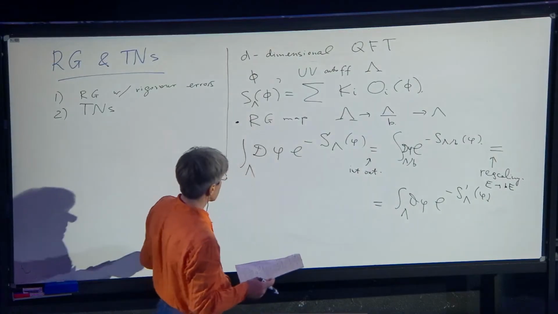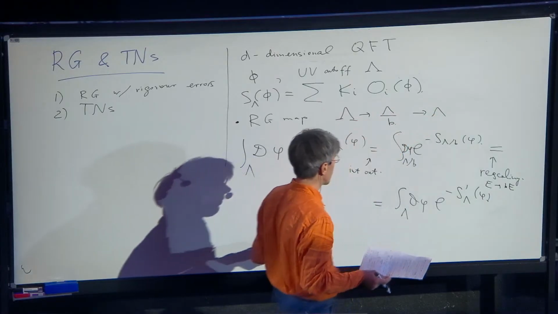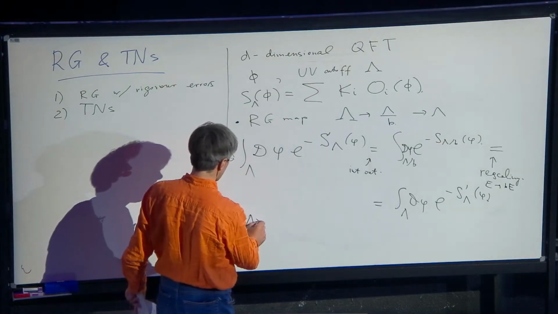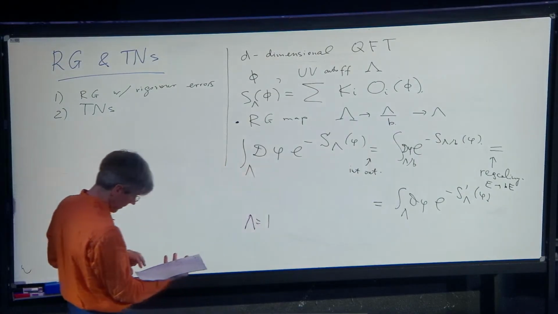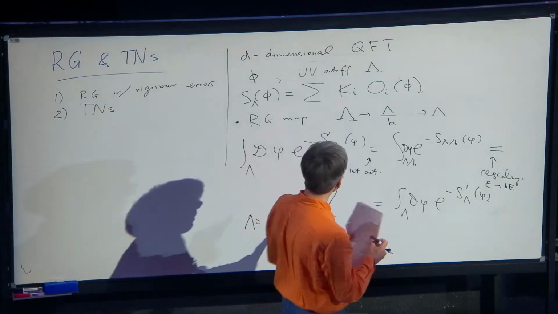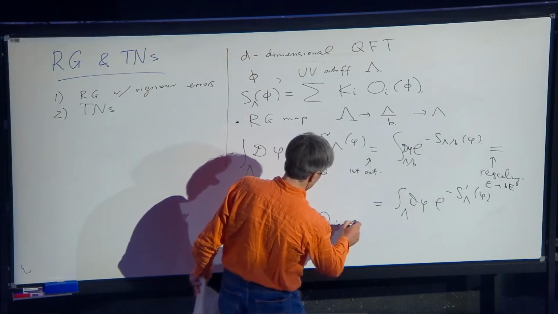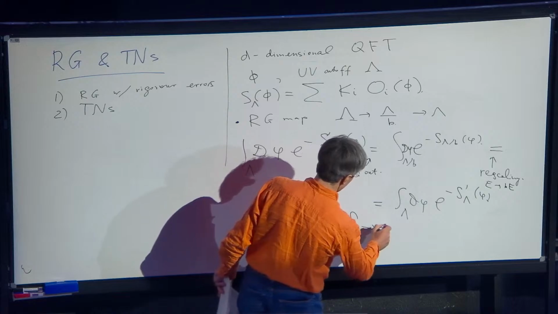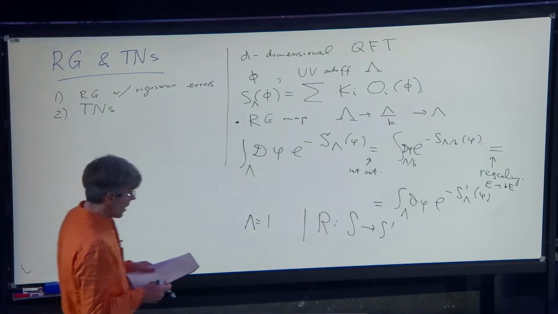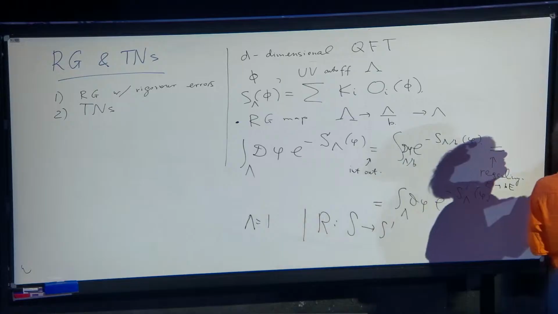And so once I did this rescaling step, I started with a certain lambda and I'm back to the same lambda. So lambda now doesn't really matter. I can set lambda equal to 1 if you wish. It has no more importance. And then this is the RG. So the RG map is the map which maps S to S prime with the same lambda. And once I have this RG map, I can iterate it. I can start iterating.